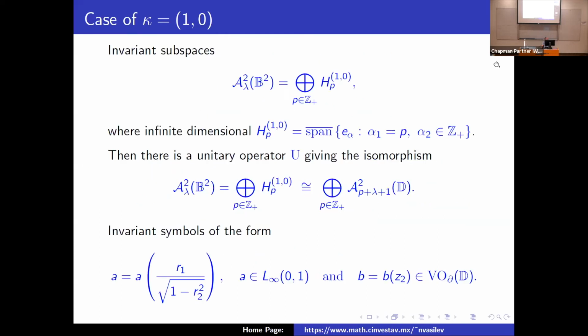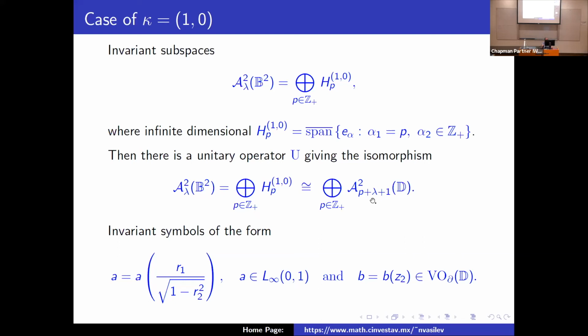Now, case 1.0. Again, we have this decomposition of the Bergman space into infinite dimensional spaces. What is interesting here? There is a unitary operator U that gives a unitarily equivalent representation. Each space HP is unitarily equivalent to the Bergman space with weight parameter p plus lambda plus 1 on the unit disk. So we have a direct sum decomposition of weighted Bergman spaces with different weight parameters.